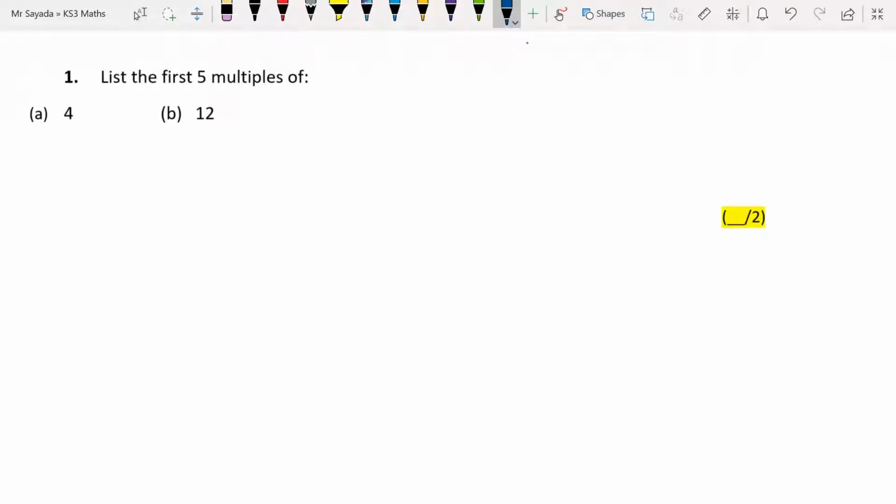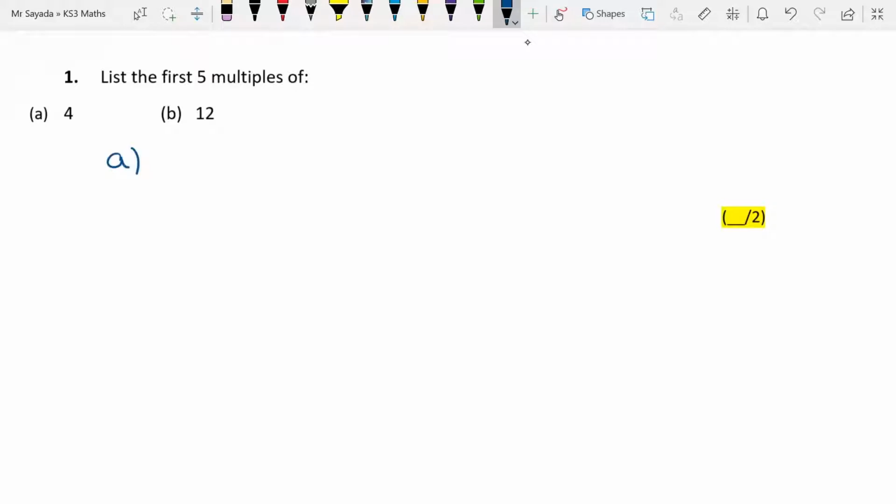You should have now done this first question. So a multiple is what? Say a definition of a multiple to your video now. Hopefully you've said that a multiple is a number in the times table of a number, or it's a number which your number goes into. So the first 5 multiples of 4 are the first 5 times tables of 4.